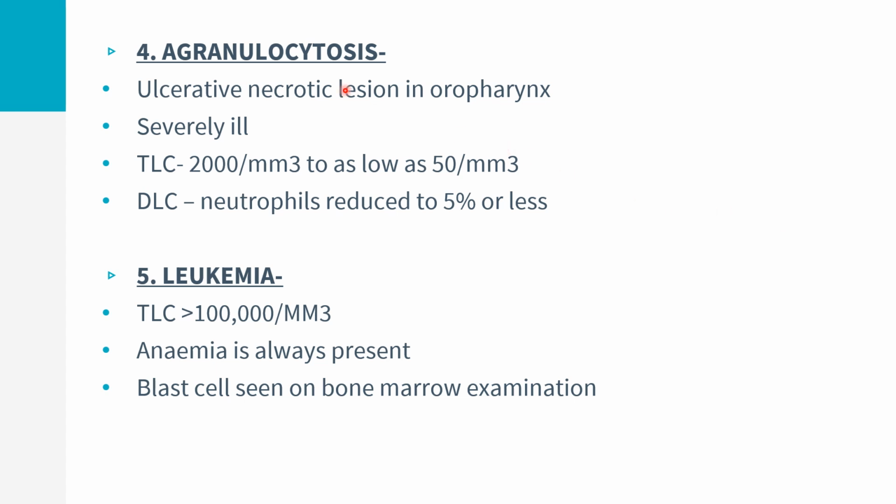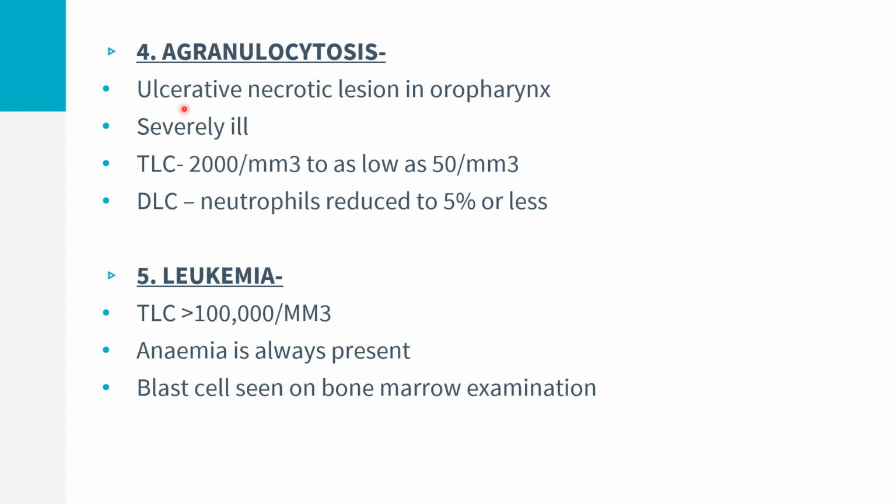Now the next two differentials, that is agranulocytosis and leukemia, are quite rare, and in both these conditions there are ulcerations in the oral cavity, and in response to that ulceration there is a membrane which will be formed over the ulceration as a healing process. So that will mimic the membrane which is seen in case of acute tonsillitis.